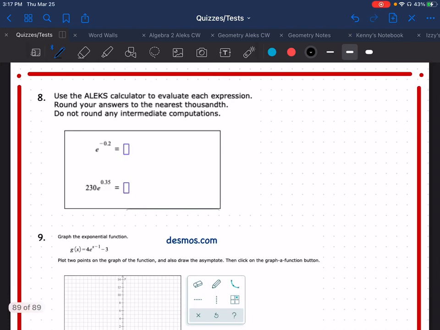Okay. Now, number 8, you're going to go ahead and use the Alg calculator to evaluate each expansion. Notice it is asking you to round your answers to the nearest thousandth. Thousandth is when a number looks like this. Remember, the decimal is right there. So you're going to want 1, 2, 3 numbers after the decimal. That's what the thousandths means.